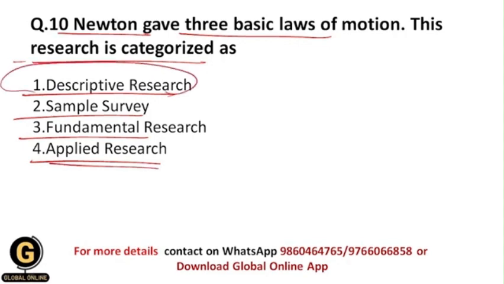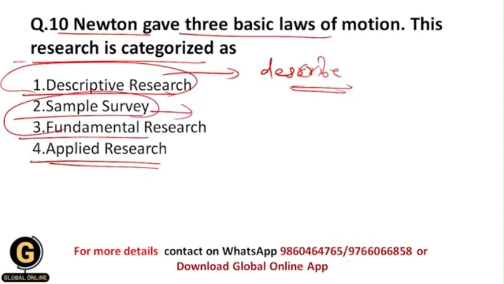Descriptive research is a type of research in which we describe characteristics. We describe any kind of situation, incidence or fact by using this kind of research. And what is a sample survey? A sample survey is nothing but you are doing a survey. Basically you are giving questions to your respondents, and your respondents give answers to your questions. So these are sample surveys.